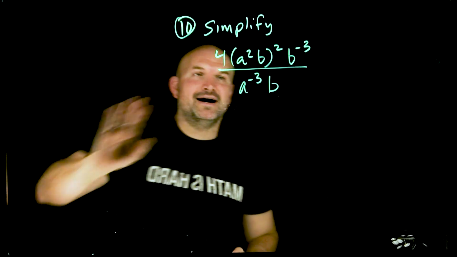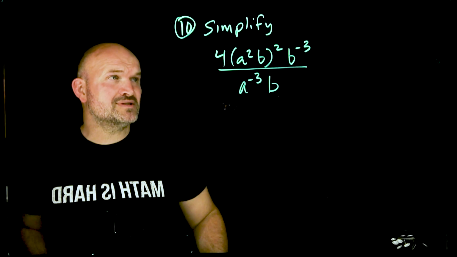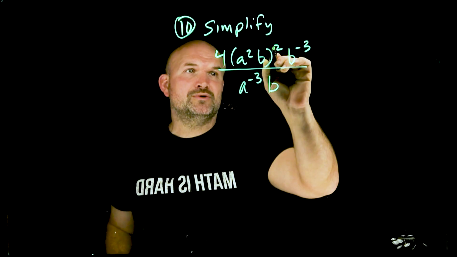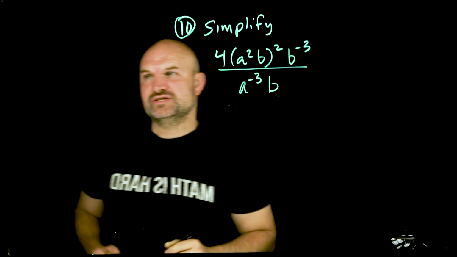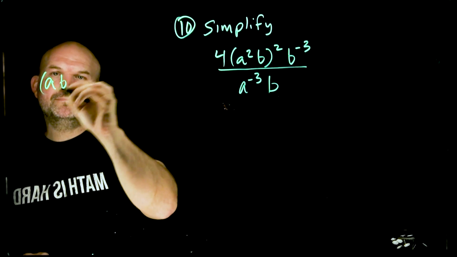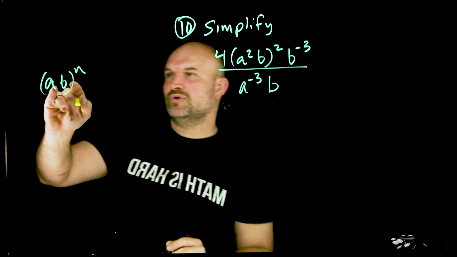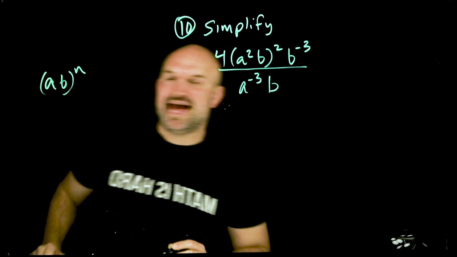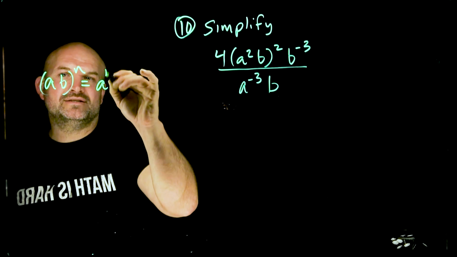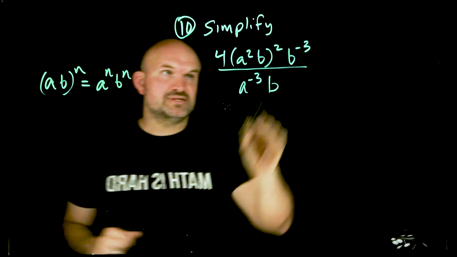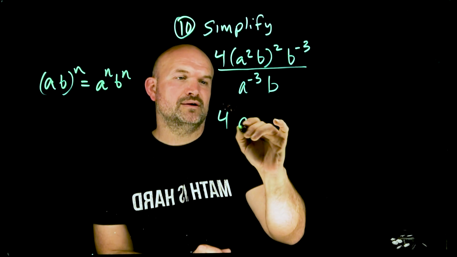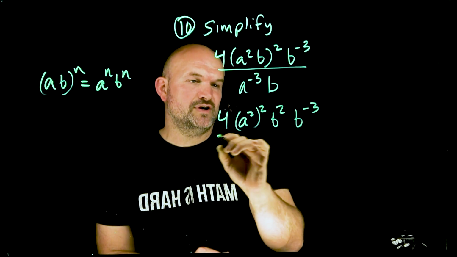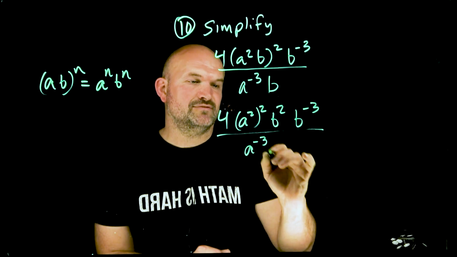So I have a rational expression with some variables and some numbers, and we need to go ahead and simplify. So the first thing I'm going to do is get rid of these parentheses by using the product rule. Remember, the product rule basically states if I have a product, or it could be a quotient as a quotient rule, but if I have a product raised to n, then I can distribute that n, or that power, to both of my terms. So in this case, I'm going to have a 4a squared squared, b squared times b to the negative third, all over a to the negative third and b.